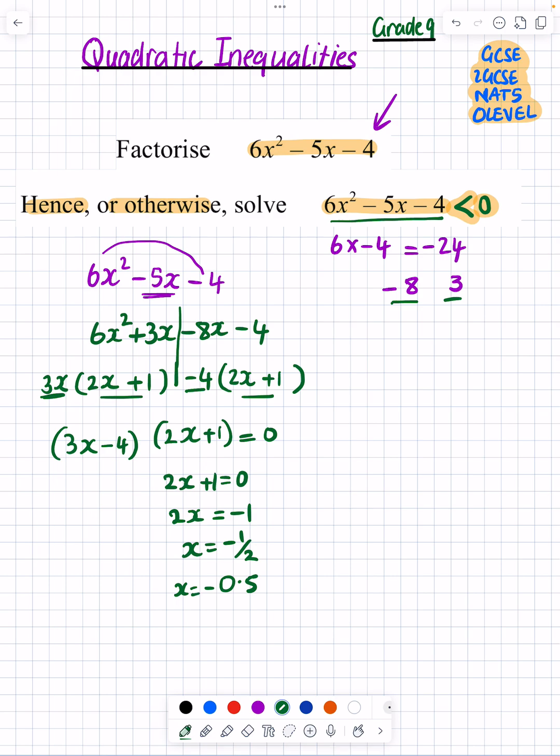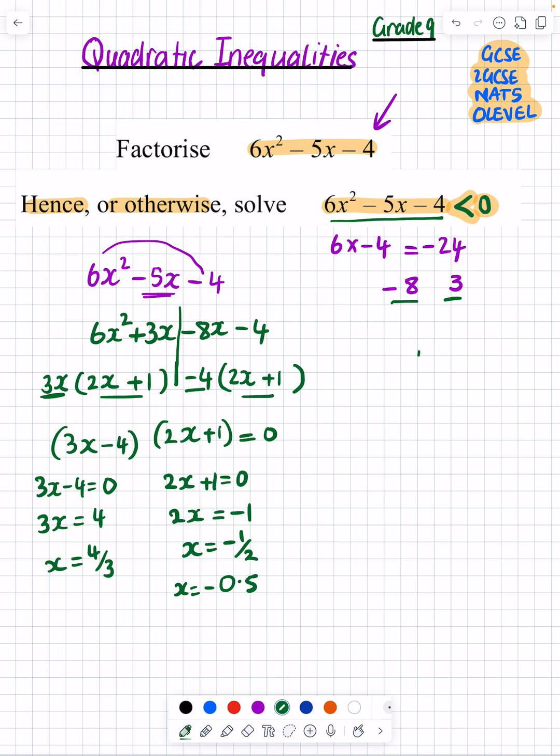Now the other solution is 3x - 4 = 0, and then add 4 to both sides. So 3x = 4. Then divide by 3 both sides. We have x = 4/3. So these are our two critical values when we are solving inequalities.